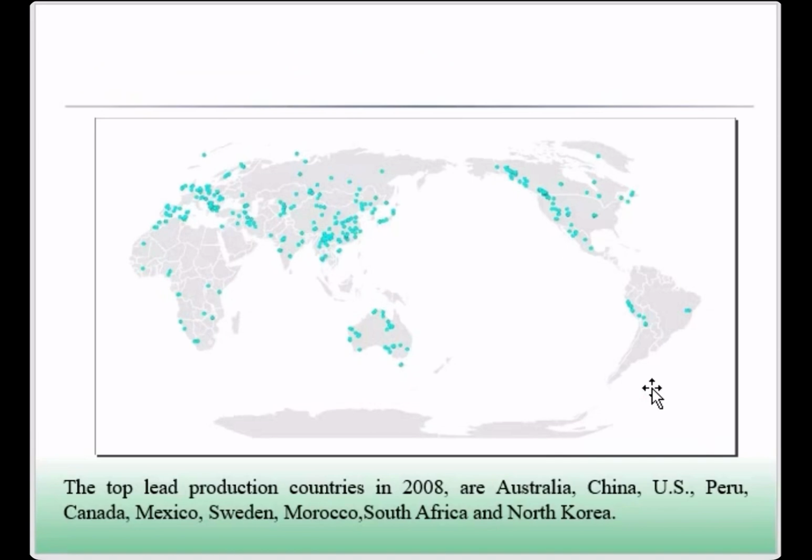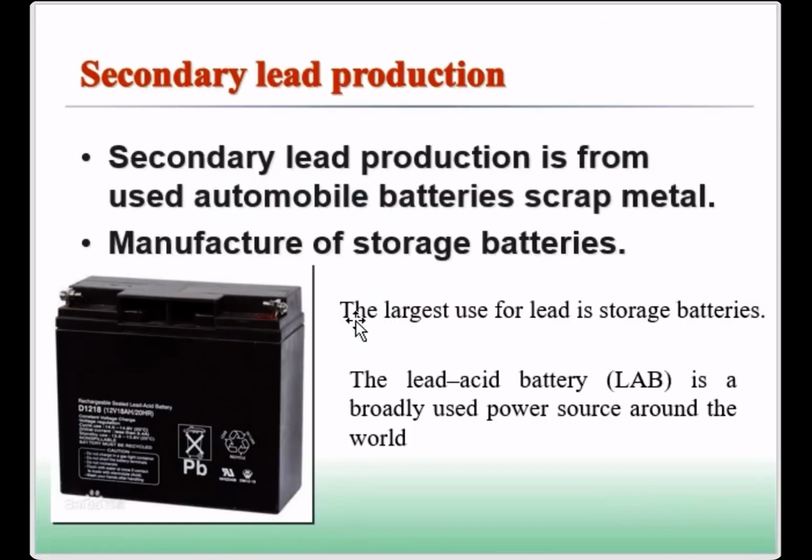The top lead production countries in 2008 are spread quite widely across the whole world, including Australia, China, US, Peru, Canada, and Mexico. So you can find lead production countries everywhere.